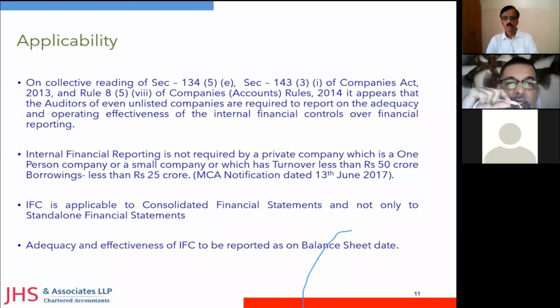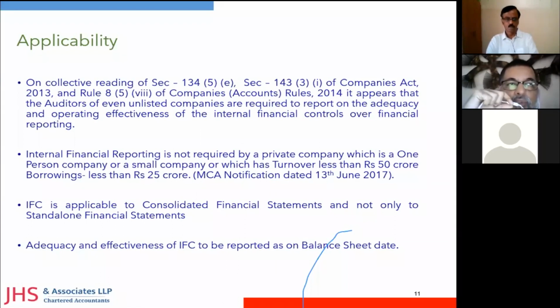As far as applicability of the IFC is concerned, it is largely applicable to all the listed entities in India. It is applicable at the revenue threshold of 50 crores, borrowing of 25 crores. So that is the applicability in terms of IFC. As far as private limited companies are concerned, IFC is applicable to consolidated financial statements as well as to standalone financial statements. Adequacy in IFC has to be reported as on the balance sheet date.